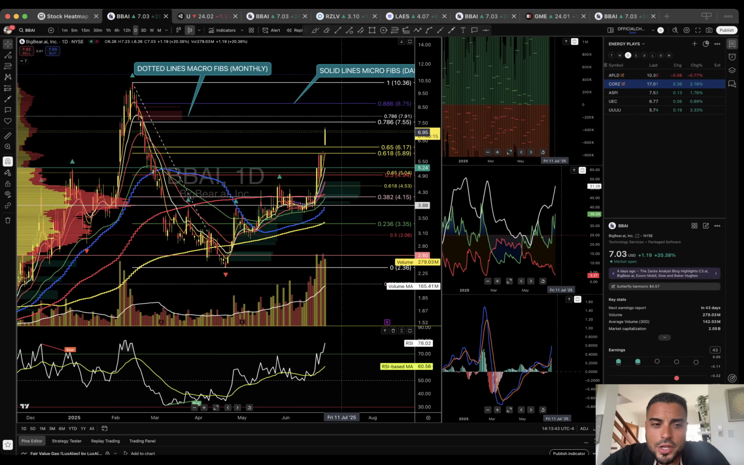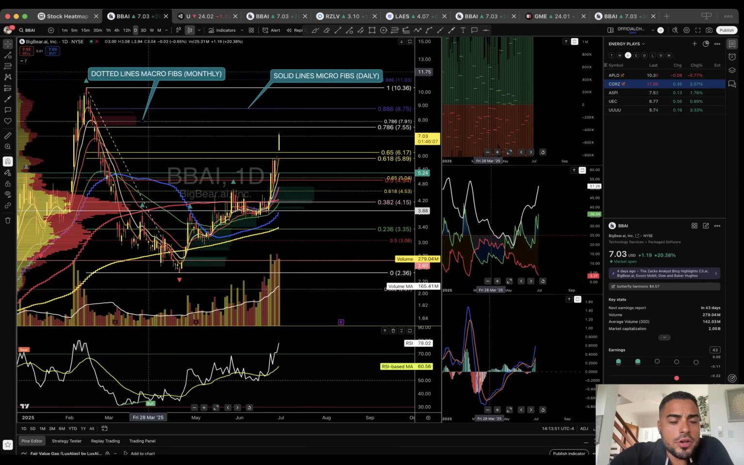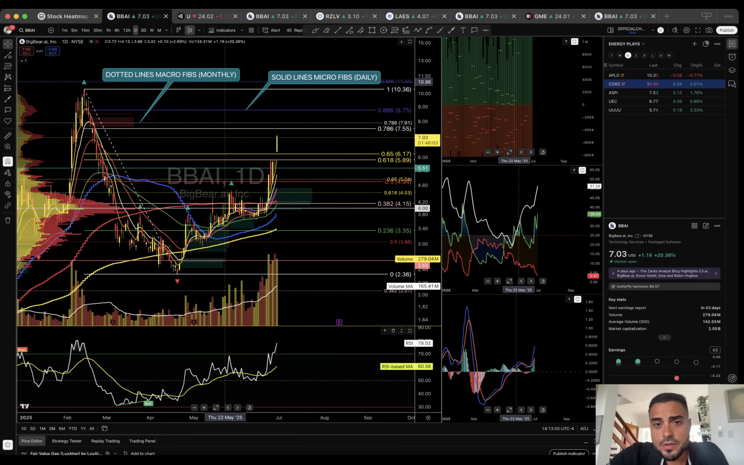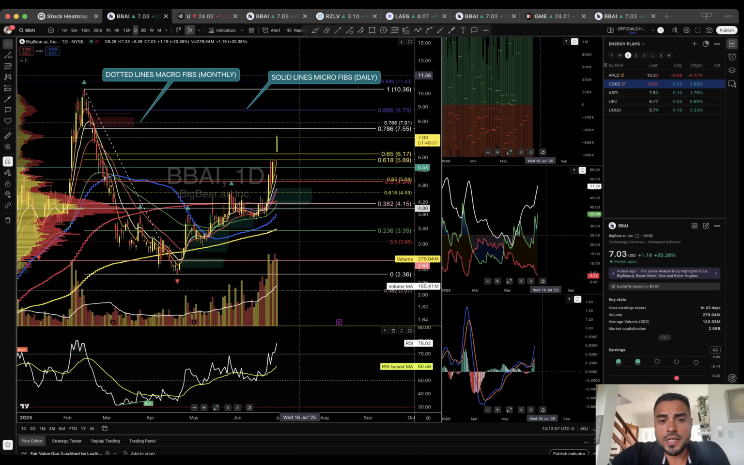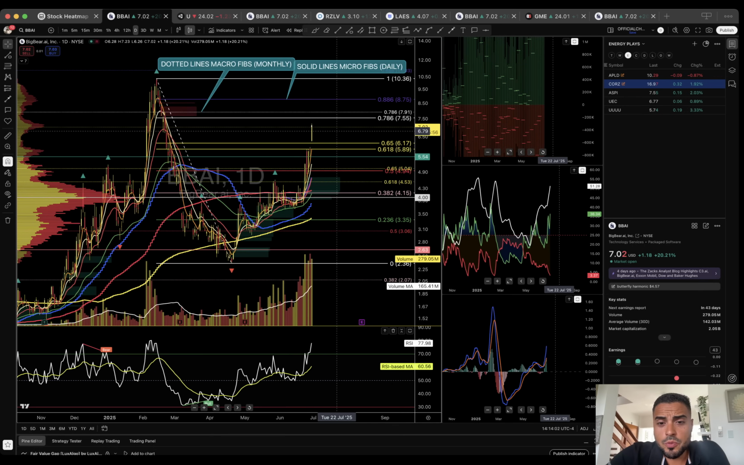So, moving on to the charts. BBAI has been completely on a ripper. Now, I actually left some commentary here. Dotted lines are macro fib levels for the monthly, and then the solid lines are micro fib levels for the daily.